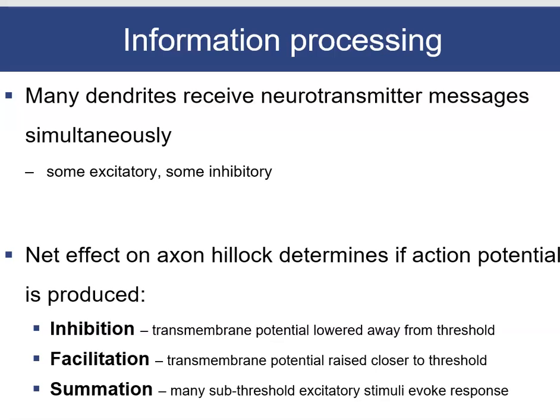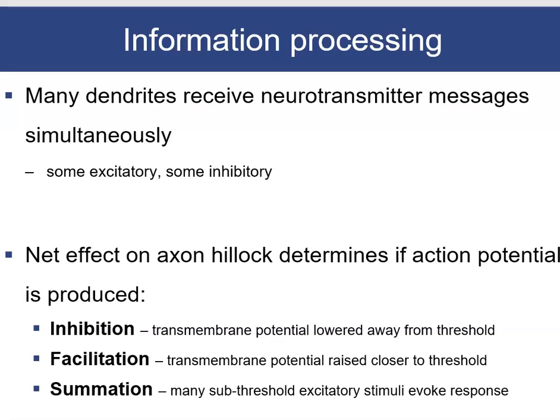A neuron is said to be inhibited if the transmembrane potential is lowered away from threshold. In other words, it becomes more negative. So when that neuron adds up all that information, it makes it even more negative. That neuron is inhibited and no action potential will be sent.